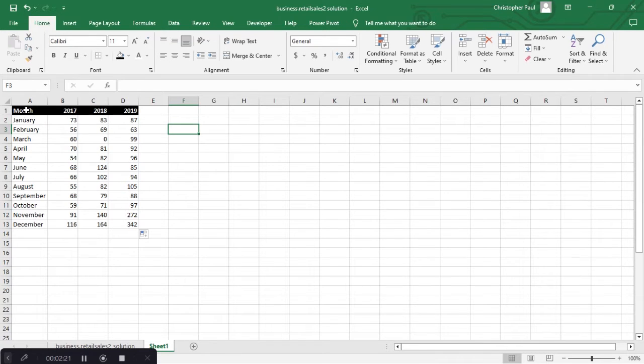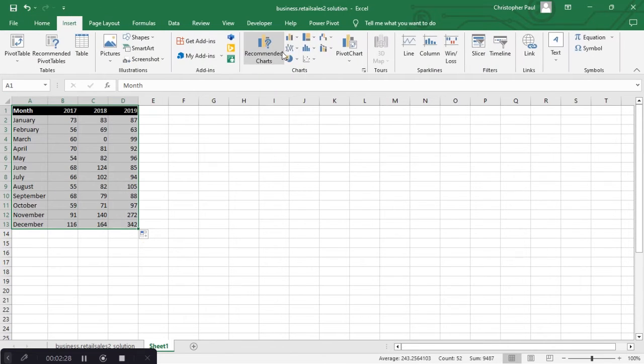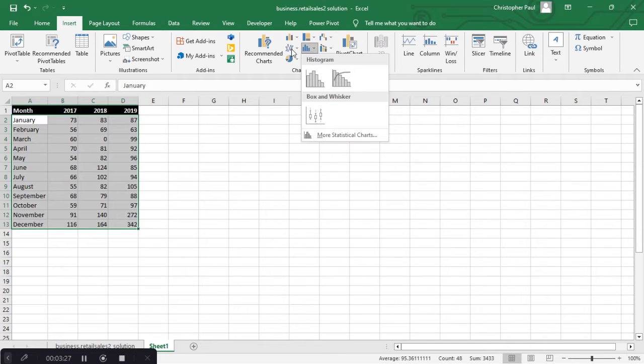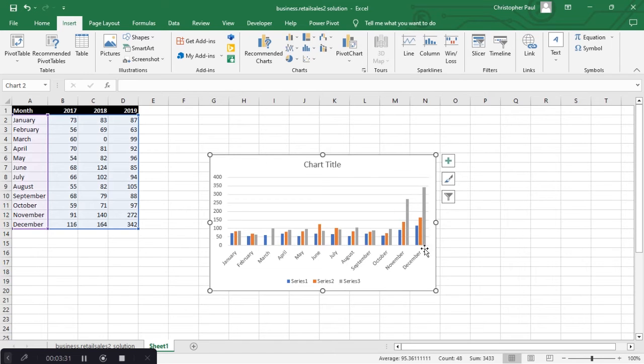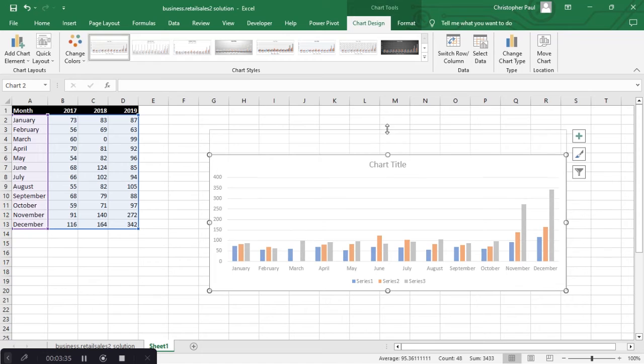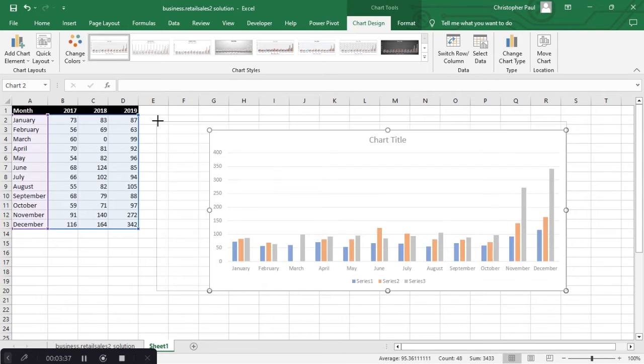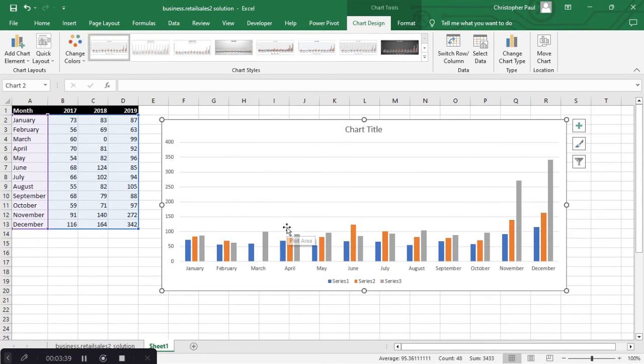So going here, we have to highlight the whole of this table. Okay, going back to Insert, pick up this chart. Now this is how to represent a chart that has a relationship.